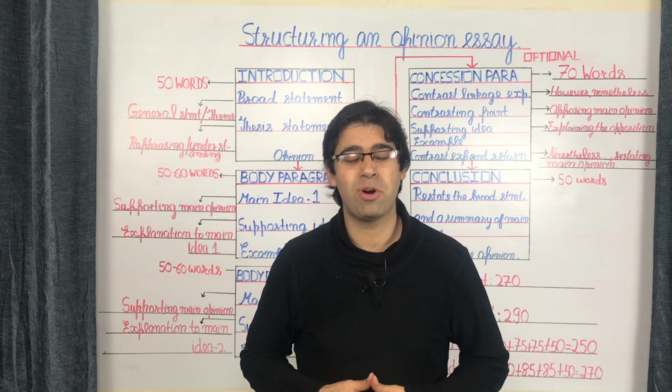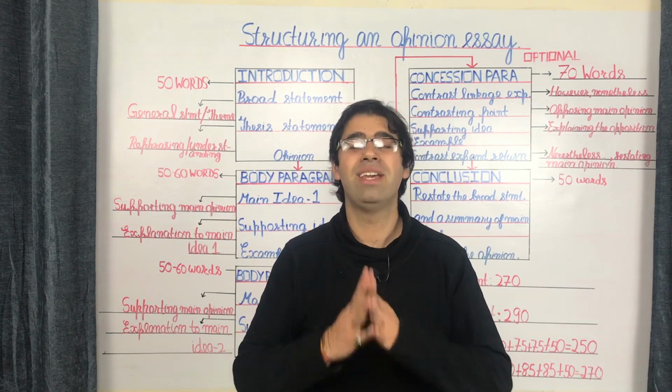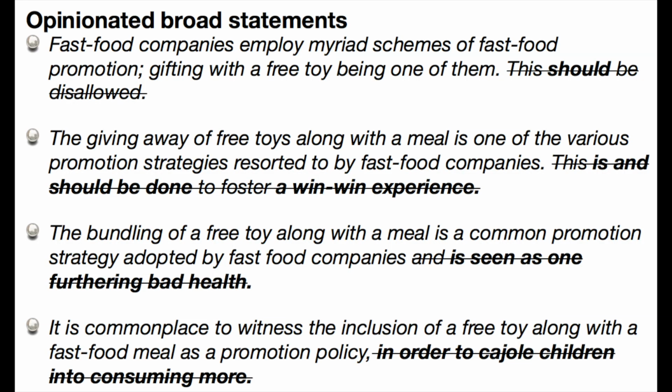Now let's have a look at those broad statements once again, this time inclusive of opinions. We have the first one as: fast food companies employ myriad schemes of fast food promotion, gifting with a free toy being one of them. This should be disallowed. Now you need to be wary of the modal verb should, as the mere ring of it expresses opinion. We come to the second one.